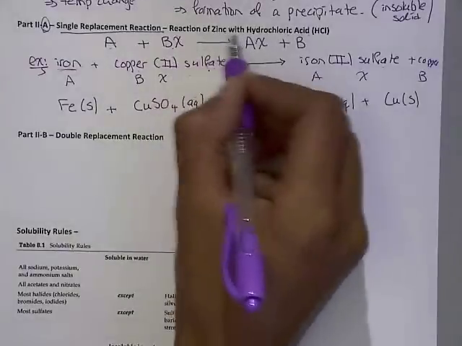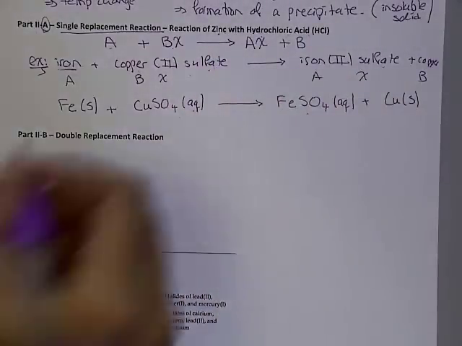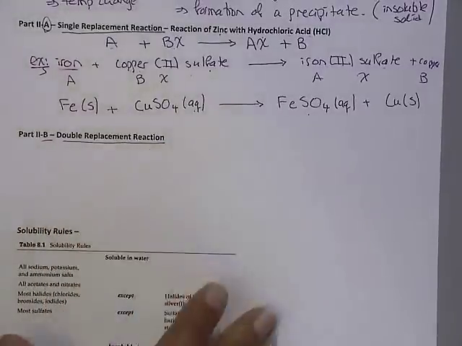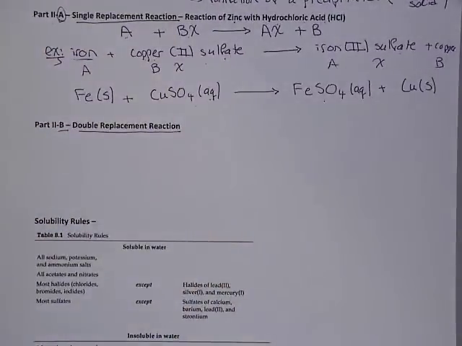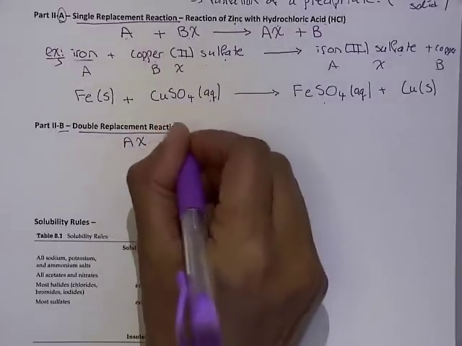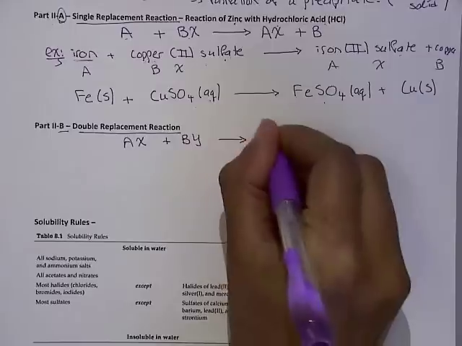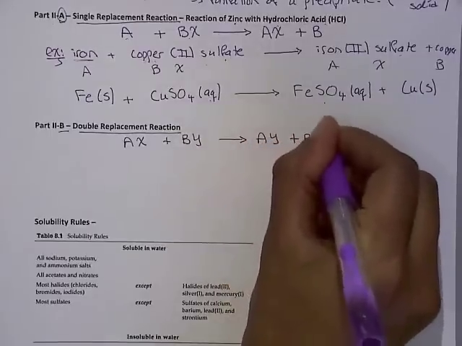So again, in part A, you're doing a reaction of zinc with hydrochloric acid. All right, in part B, we're doing another type of chemical reaction called a double replacement reaction. So let's give the general formula. We have AX plus BY. This gives us AY plus BX.